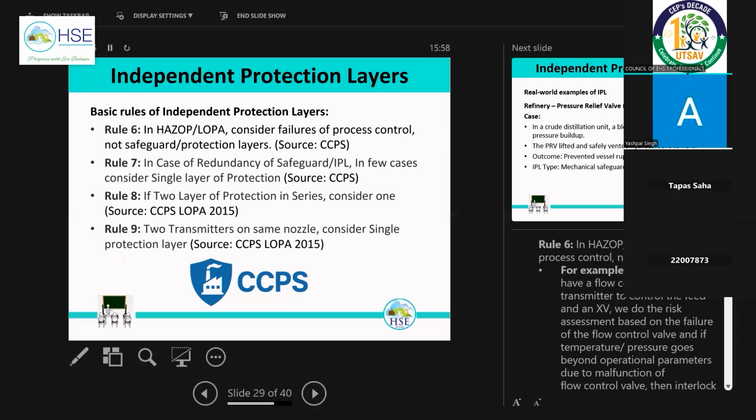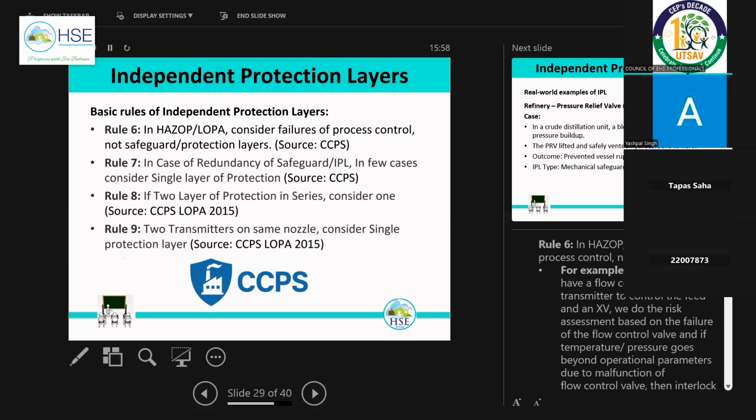Of course, if it's a basic process control, we can consider the failure of that. Right? Suppose we maintain the level at a particular time through the LT, then we can consider the failure of that level transmitter. But if the level is not maintained through the LT but by some other means, in that case the level transmitter is a safeguard or protection layer, so we cannot fail the LT in that case. So that's the basic difference between process control and protection layers of safeguard.